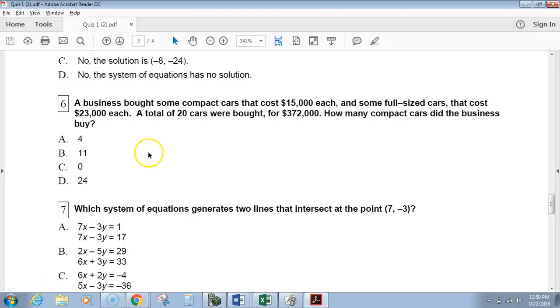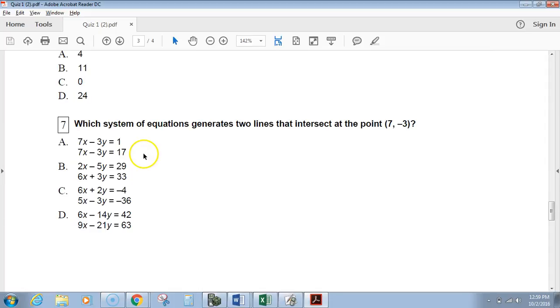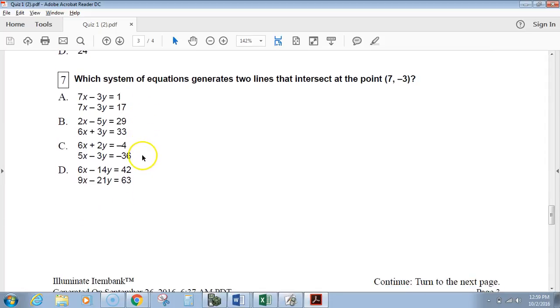Okay, back to our test. Where are we now? Ooh, which system of equations generates 2 lines that intersect at point (7, -3)? You can go about this one of 2 ways. You can take 7 and -3 and enter it into the equations, kind of like a backwards, putting the answer back in, which is also sometimes a good way to do SAT. It helps you get through it a little bit faster.